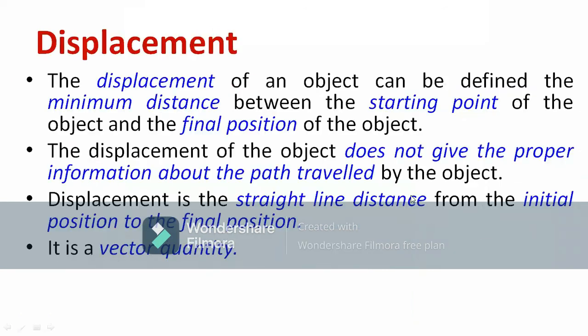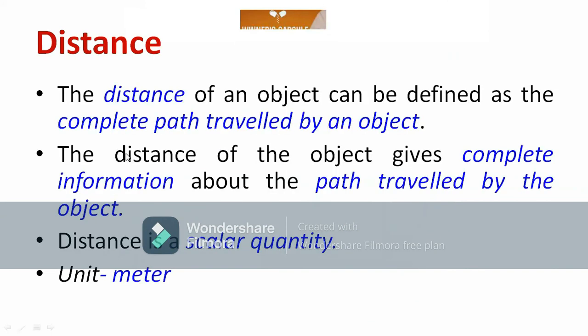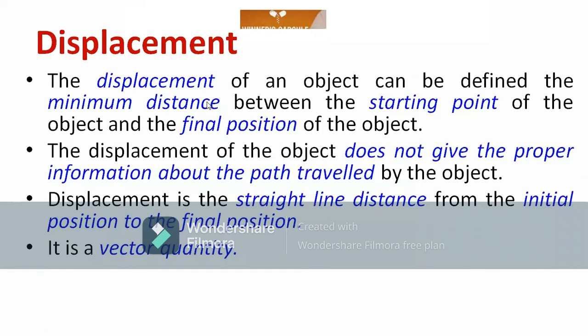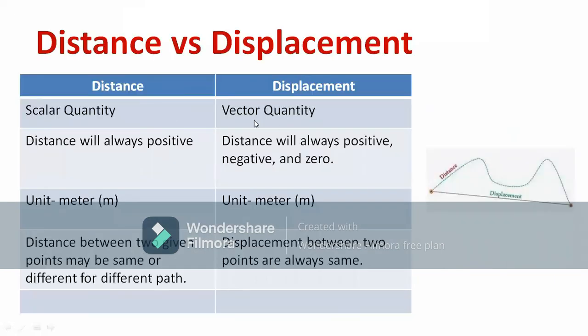So let me conclude the session. In this session, I have discussed what distance is and what displacement is, and we found the definition and the meaning with the help of suitable examples. And later I moved on to displacement. What is the definition of displacement? Is it a scalar quantity or a vector quantity? Obviously, it's a vector quantity. And how to calculate the displacement? Like this, you can see the displacement. So finally, we could differentiate between distance and displacement by using a table.